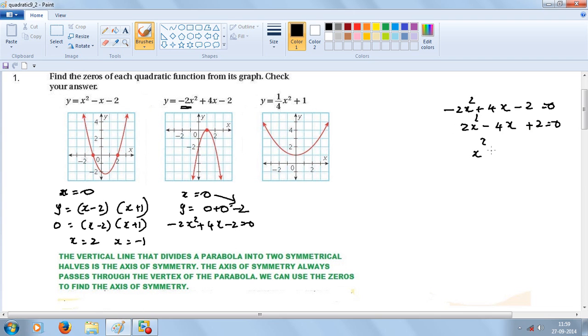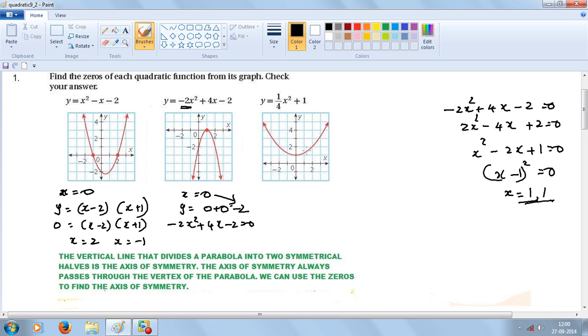x squared minus 2x plus 1 equal to 0, or it is simply x minus 1 whole squared is equal to 0. When it becomes 0, x is equal to 1, 1, both the factors are only 1. You can see x is equal to 1 is the solution for the second problem.